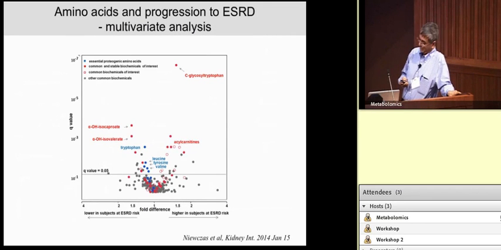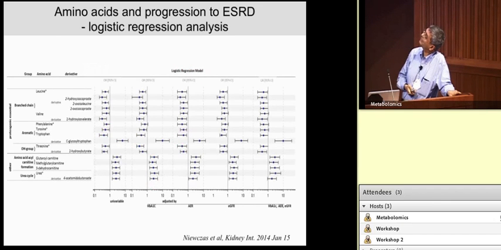So these are some of the amino acid metabolites. Basically, this is a sort of traditional volcano plot. You're looking at fold difference here. This part of the curve indicates lower for ESRD risk and higher in subjects with ESRD. And you can see some of them are markedly elevated. And these are the usual suspects that we normally see.